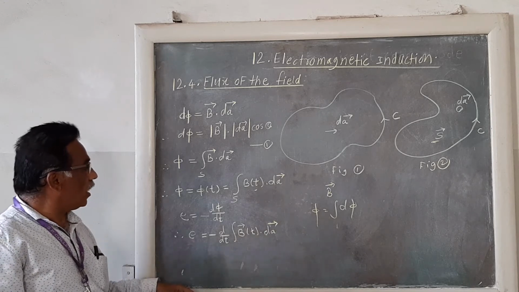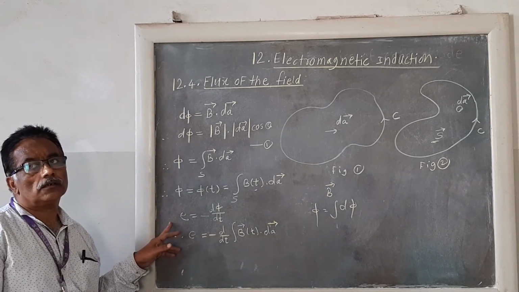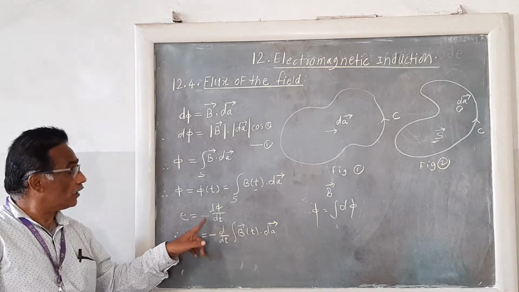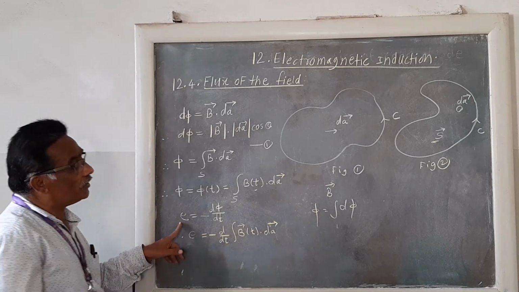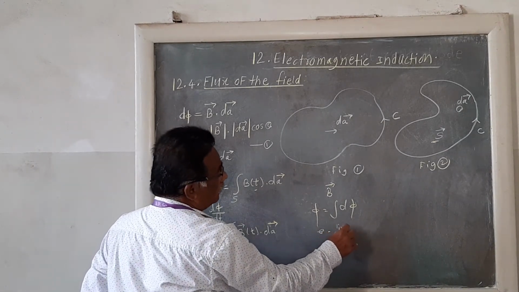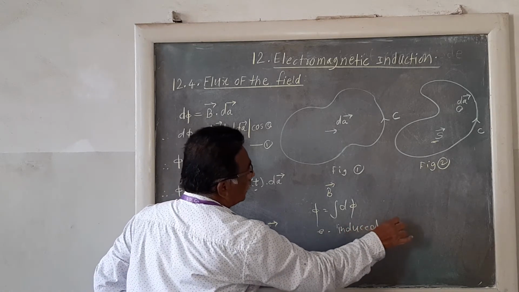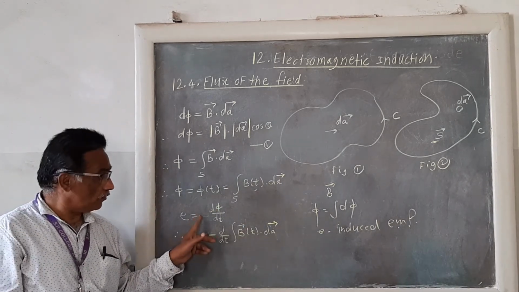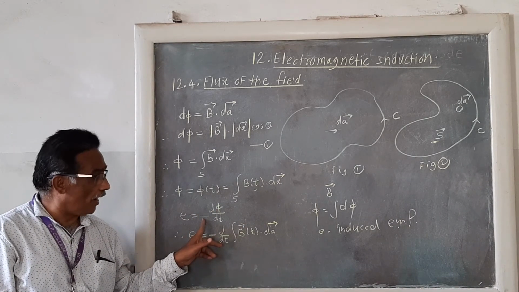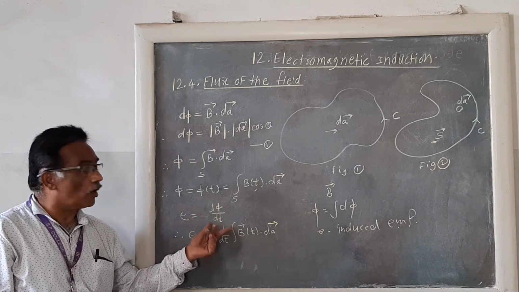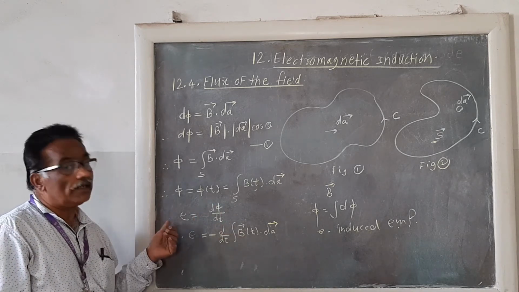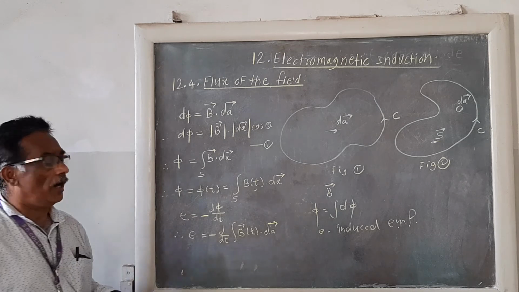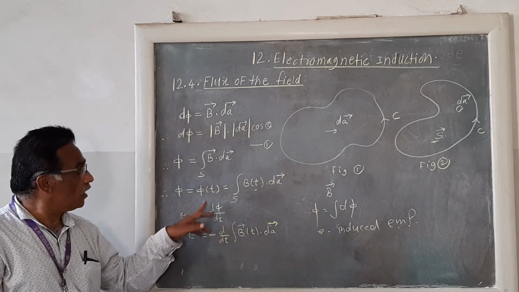According to Faraday's law of electromagnetic induction, E is equal to minus d phi by dt, where E is the induced EMF. E represents an induced EMF, and the negative sign represents that the rate of change of magnetic flux is directly proportional to the induced EMF and its direction is opposite, and therefore the negative sign is written here with d phi by dt.